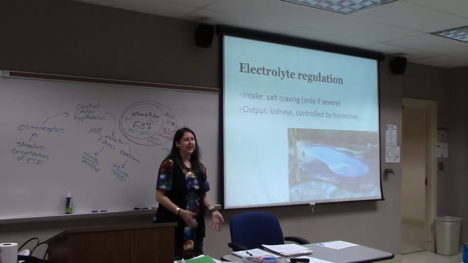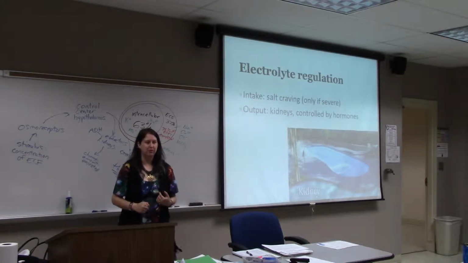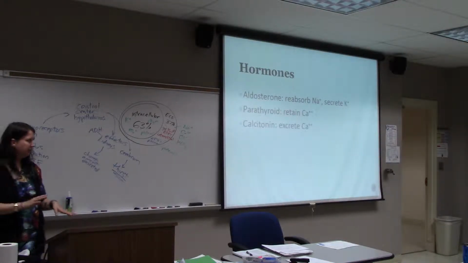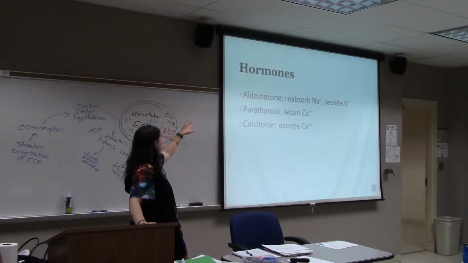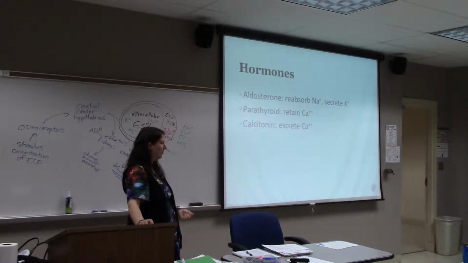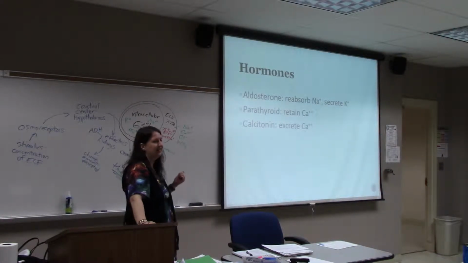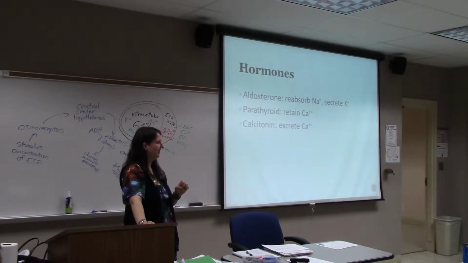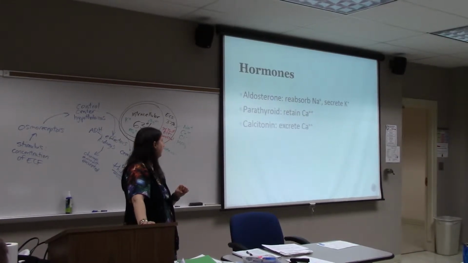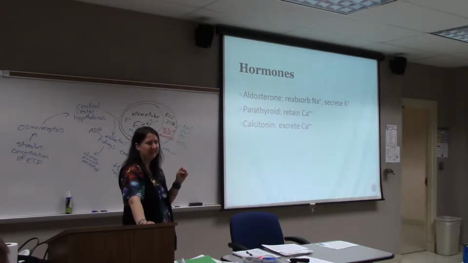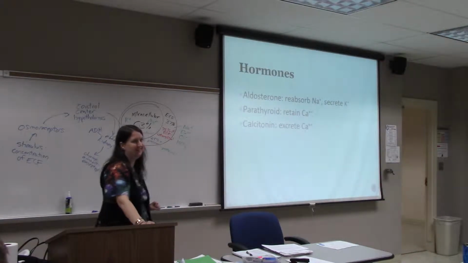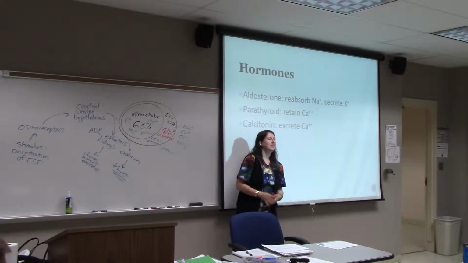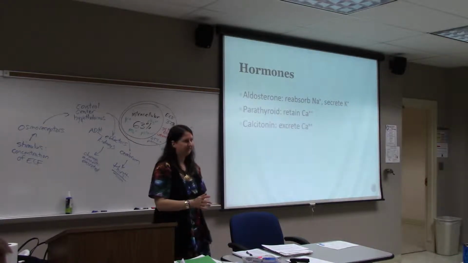Output is regulated within the kidneys and controlled by hormones. There are many hormones involved. We'll just review the 3 that we mentioned back in chapter 13. Aldosterone. Somebody tell me where aldosterone is secreted from? Sterone narrows it down. Yep, it's from the adrenal cortex. So aldosterone says to reabsorb the sodium and in turn secrete the potassium.